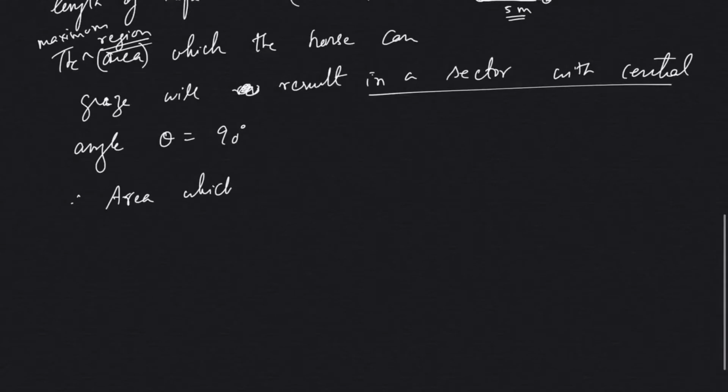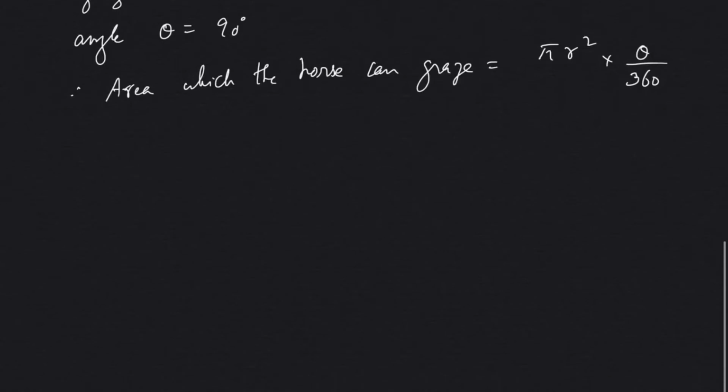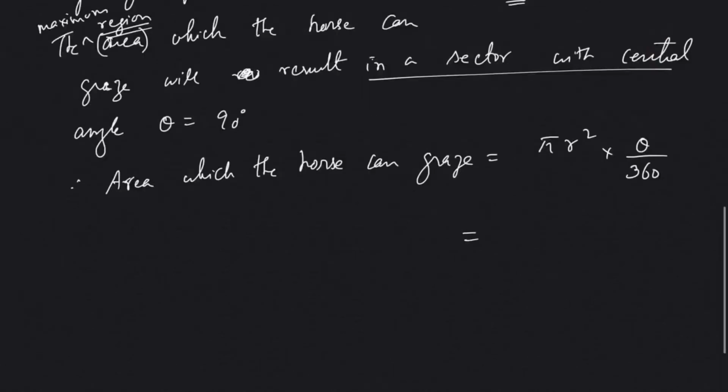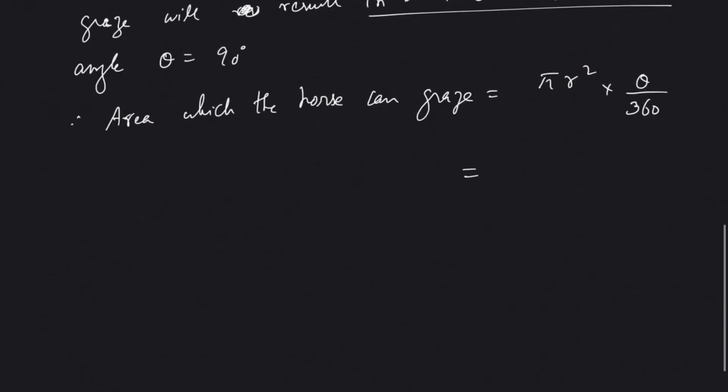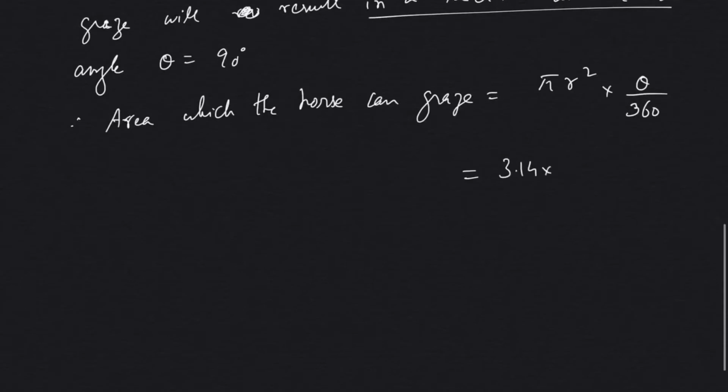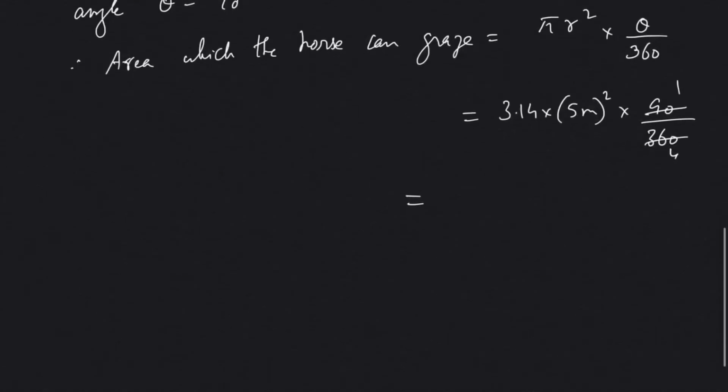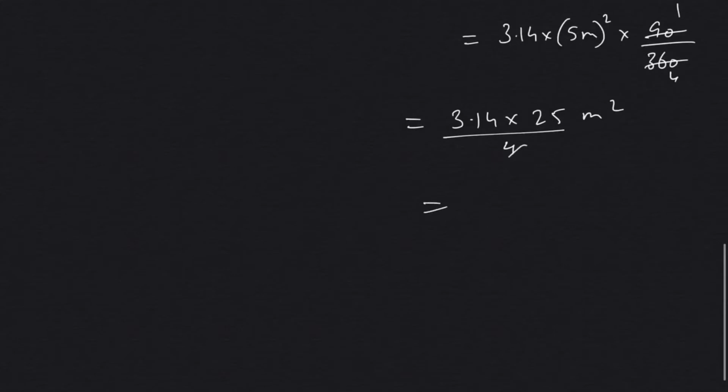Therefore, the area which the horse can graze will be the area of the sector, that is pi r square into theta by 360. That's how I told you to remember. Now in the question, one note is given, use pi as 3.14. So that will be 3.14 into radius 5 meter whole square into theta 90 out of 360. So 90, 4 times is 360. So 3.14 into 5 square, which is 25 meter square, divided by 4.